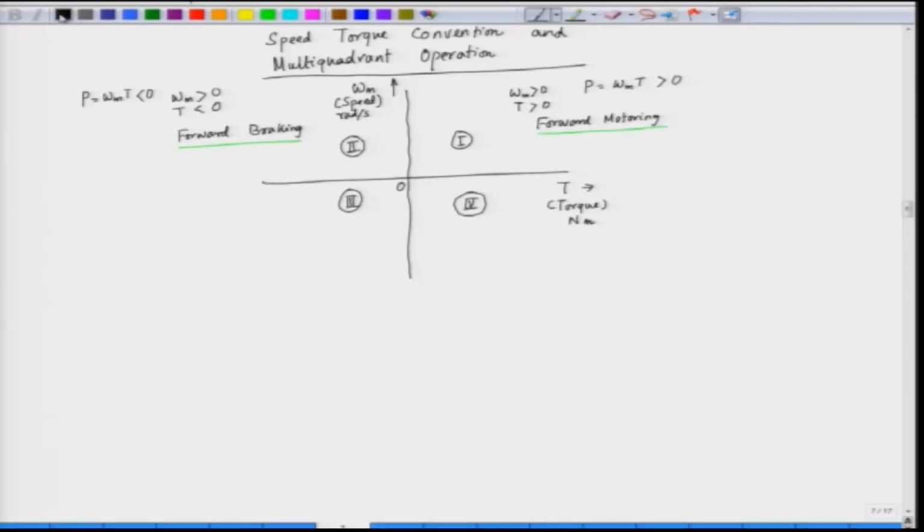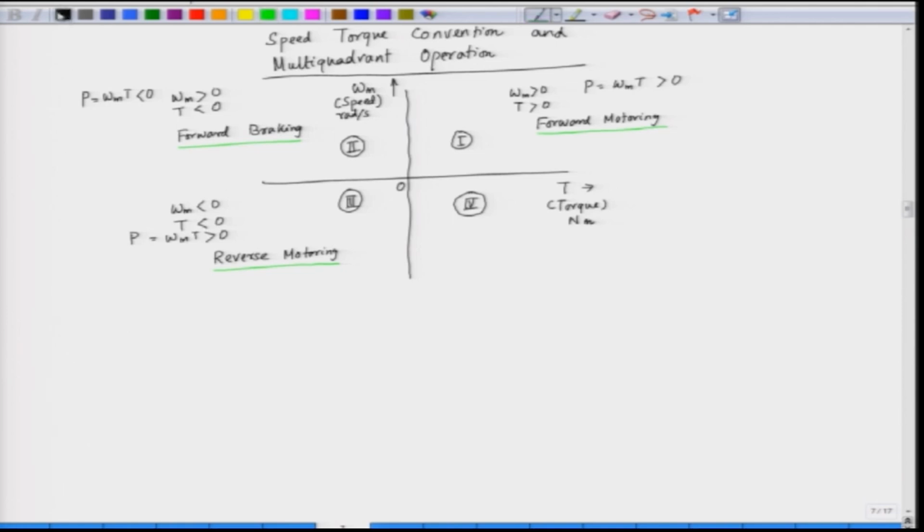In the third quadrant, we see that the speed is negative, and torque is also negative. So, both the variables are negative. Power, which is the product of speed and torque, is positive. So, the power flow is positive from the source to the motor, and this is called reverse motoring. The motor is motoring, but the speed is negative. When the speed is negative, we call it reverse motoring.